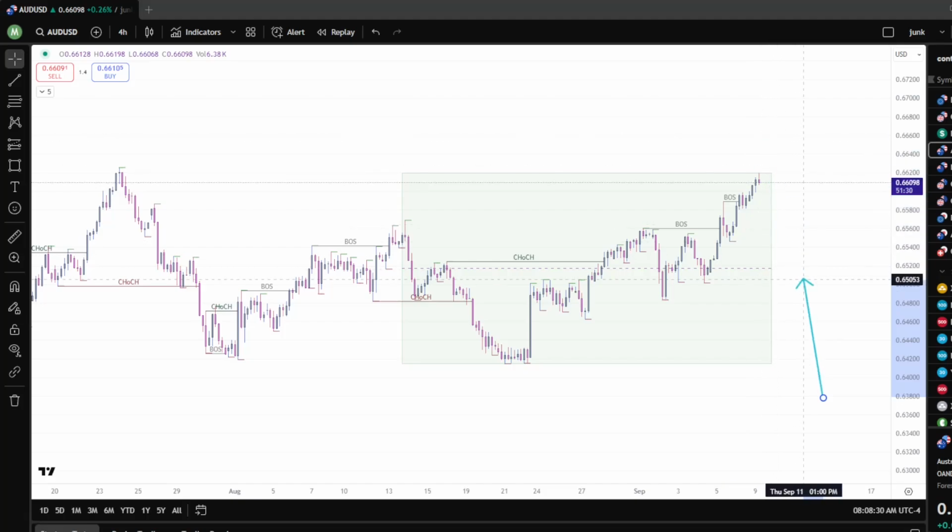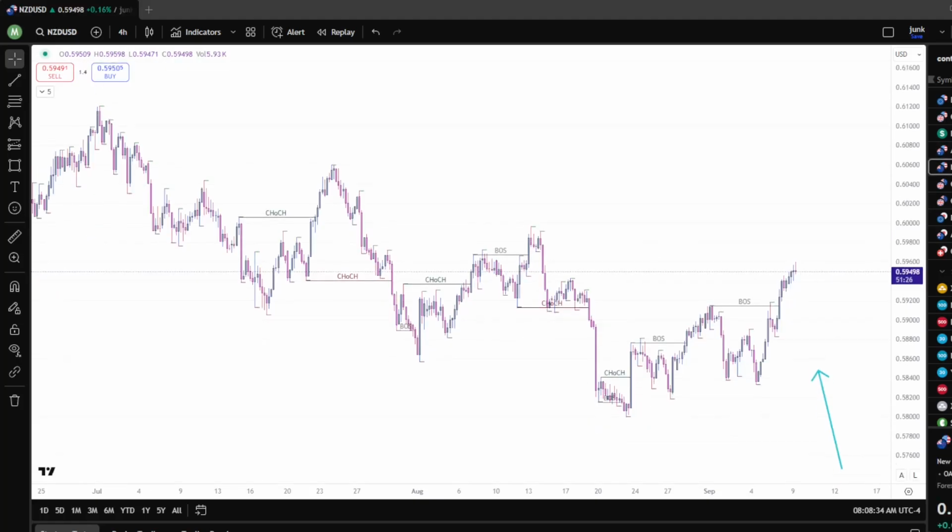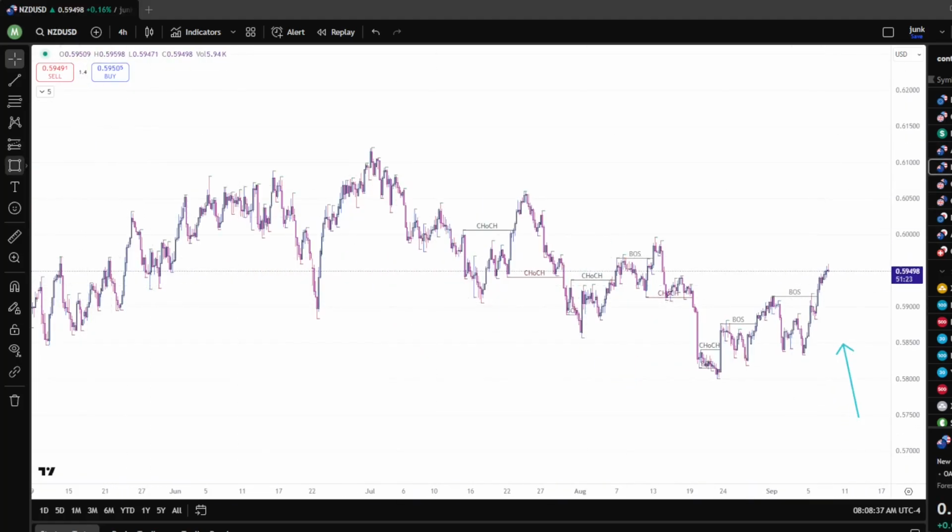So I'll be looking for any opportunity to buy as long as DXY continues to get weaker. NZD USD, let's go map out the current range.